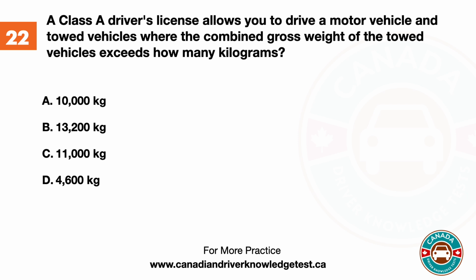Question 22. A Class A driver's license allows you to drive a motor vehicle and towed vehicles where the combined gross weight of the towed vehicles exceeds how many kilograms? A. 10,000 kilograms. B. 13,200 kilograms. C. 11,000 kilograms. D. 4,600 kilograms. The answer is D. 4,600 kilograms.